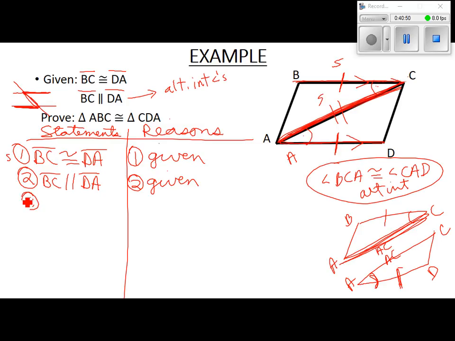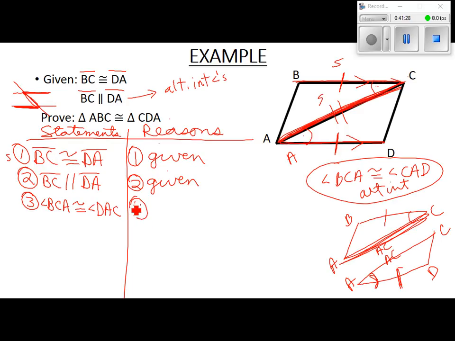Alternate interior angles. Name the alternate interior angles. BCA, good. DCA? No, it's DAC. Everybody agree with that? Remember, just go the way you're naming it. If I start at D, then where do I want to go? A, then to C. You've got to go in that order.